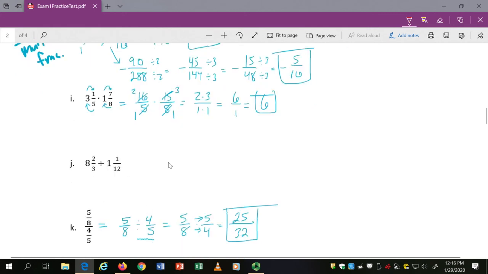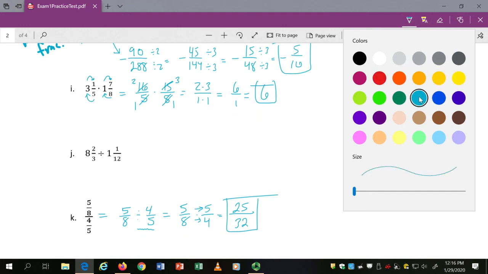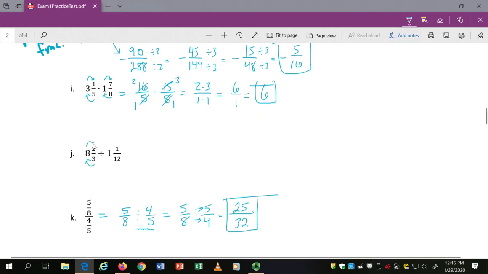Same thing here. If we got a mixed number, I'm just going to use the trick. So 3 times 8 is 24. 24 plus 2 is 26. It'll stay over 3. And then I got divided by 12 times 1 is 12. 12 plus 1 is 13 over, and it stays 12ths.